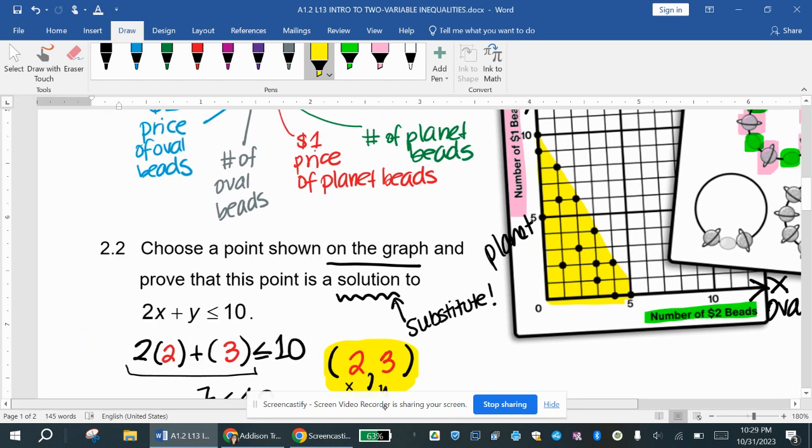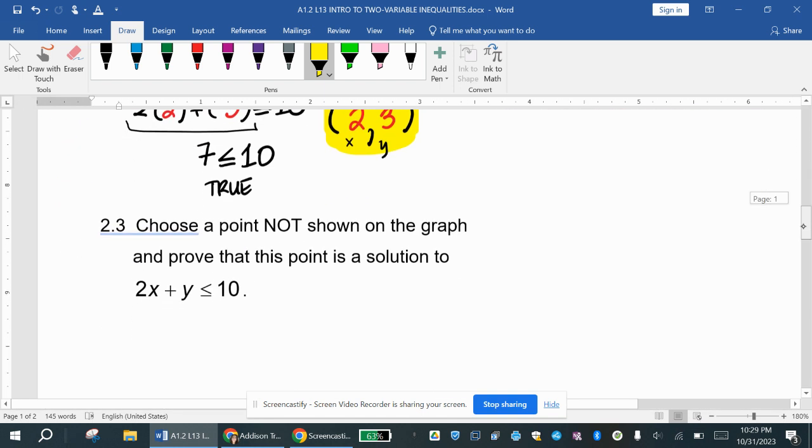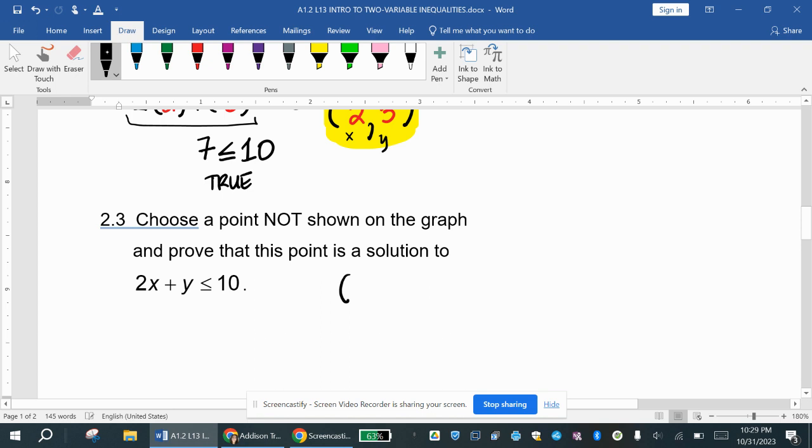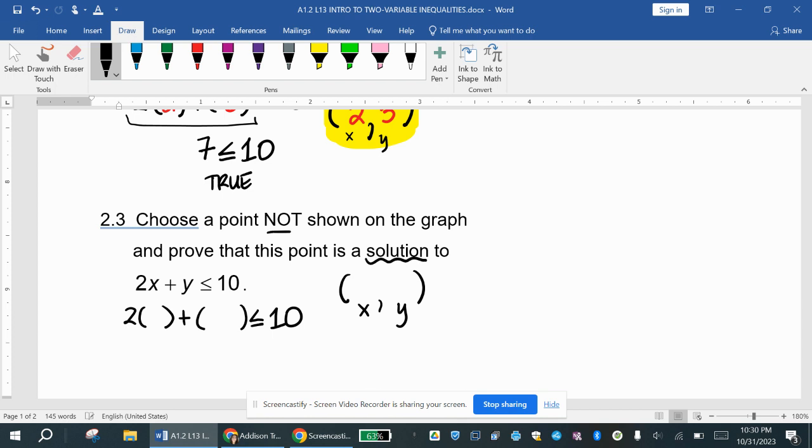Once you pick your point, you're going to substitute it. And again, don't pick a point that's already visible. Pick one that's not. You're going to substitute it into your inequality to prove that you get a true statement, right? Because we want to prove that it is a solution. And you got to pick one that's not shown on the graph. Okay, go ahead and pause the video now. Make sure that you show your work. Ask a teacher if you're not sure.